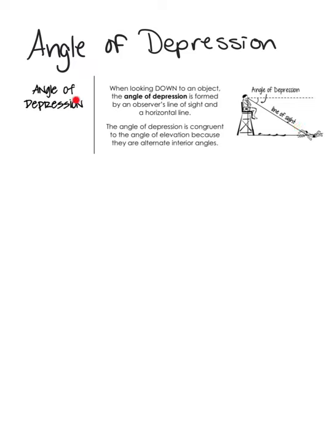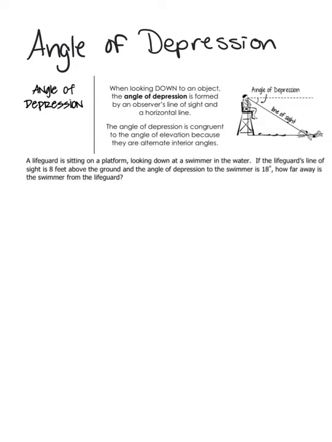So again, an angle of depression is formed when looking down to an object. The angle of depression is formed by an observer's line of sight and a horizontal line. The angle of depression is congruent to the angle of elevation because they are alternate interior angles. So we're going to talk about some examples. Again, we're going to have to draw these examples so that we can see what's going on.